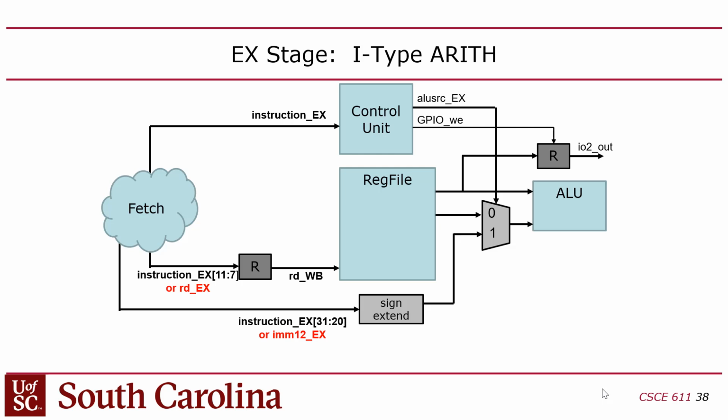This is the 12-bit immediate from the I-type instruction. You have to sign extend that to convert it to 32 bits, and then it goes into that mux. This mux is controlled according to whether you're doing an R-type or an I-type instruction, essentially. If there's an immediate in the instruction, then you should set that mux to 1, otherwise it should be 0.